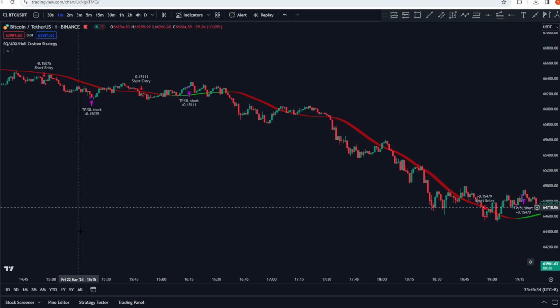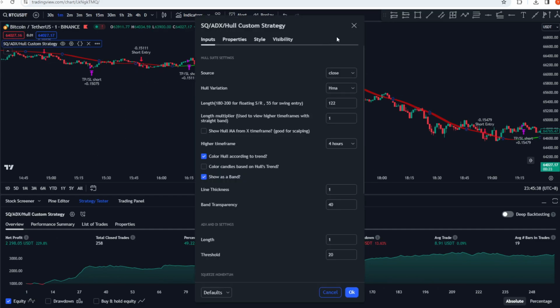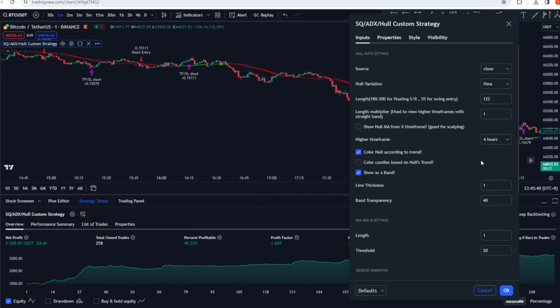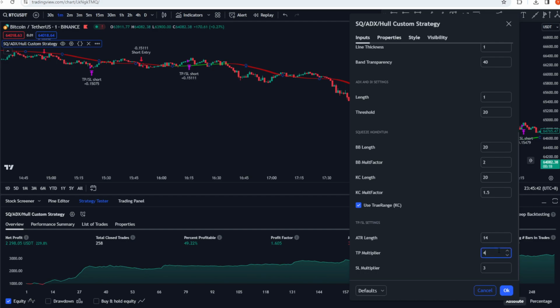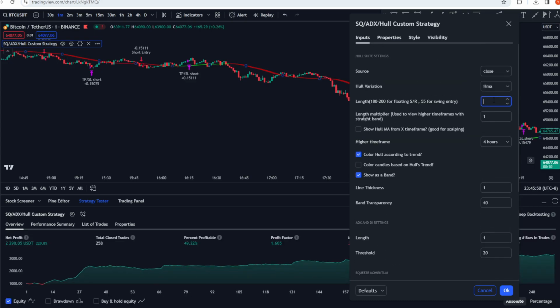So for this Bitcoin 1 minute chart, this is the best settings that I have so far. Look at it again, 122 length. You can also experiment with increasing the take profit and stop loss multiplier. So when you change the length, you can also change the other settings accordingly.